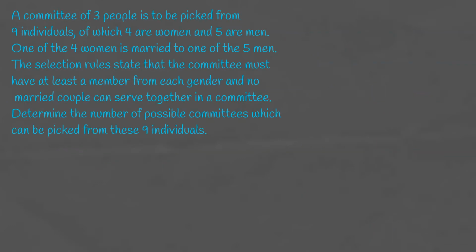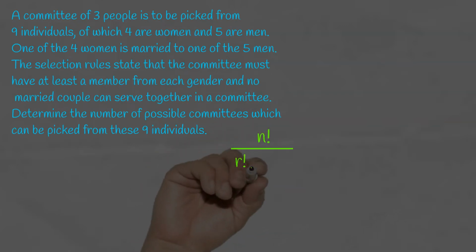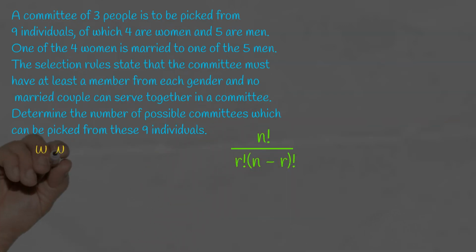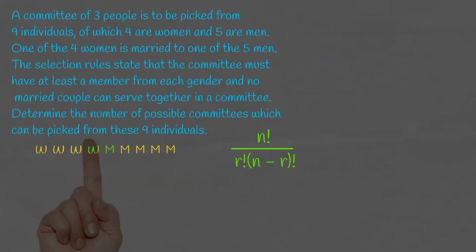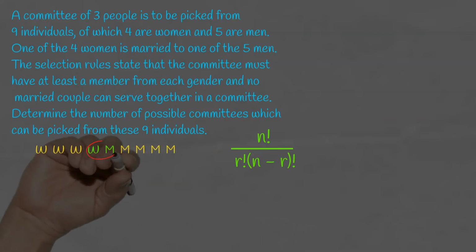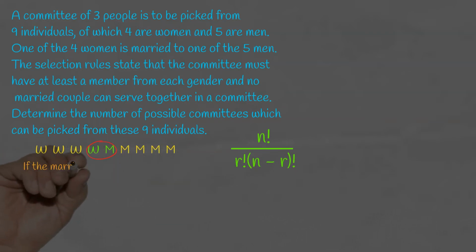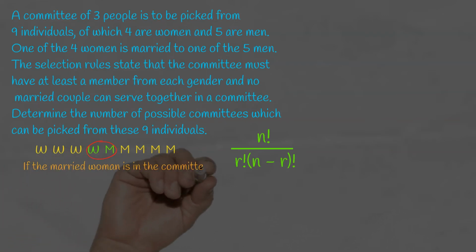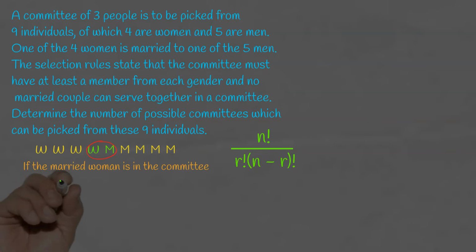Next, we have to work out how many possible committees you can pick of 3 people from 4 women and 5 men if the married man and woman are not allowed to serve together. So here's the combination formula, and we're going to write down the women and men, and we're indicating the married couple in green. So first we're going to write down the possible committee selections if the married woman is in the committee. You need a person from each gender, so you could have another woman and 1 man, or you could have no more women and 2 men.